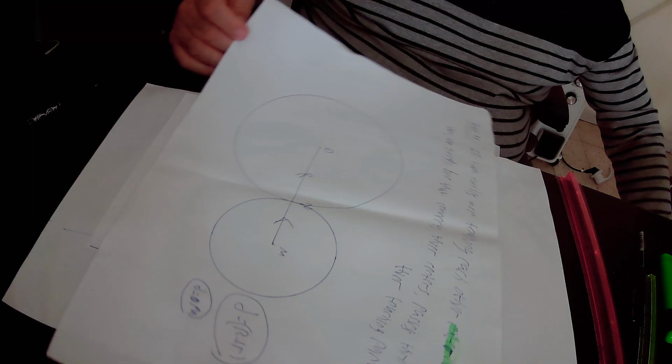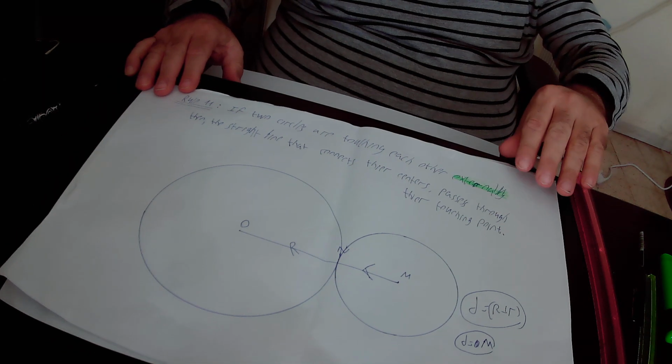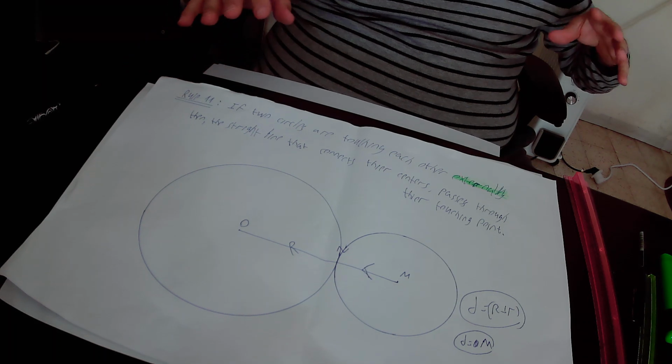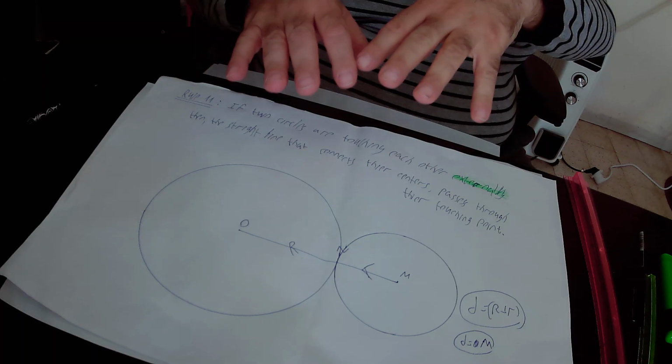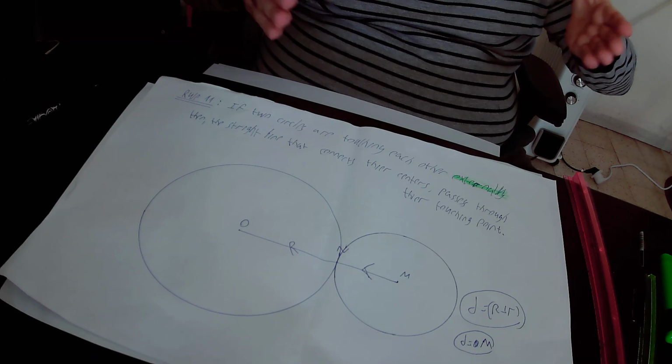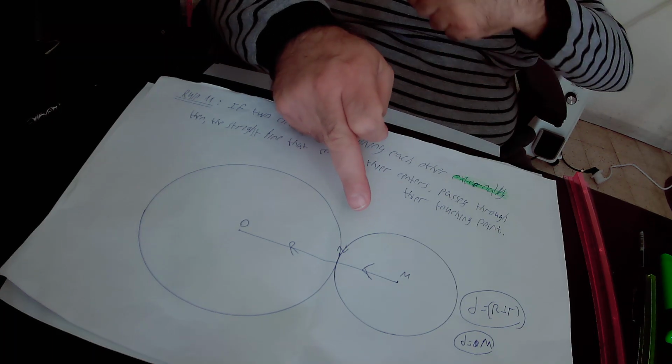According to rule number 11, if two circles are touching each other externally, in this drawing, none of those two circles are inside the other one. And therefore, it is defined here that the two circles are touching each other externally at point N.